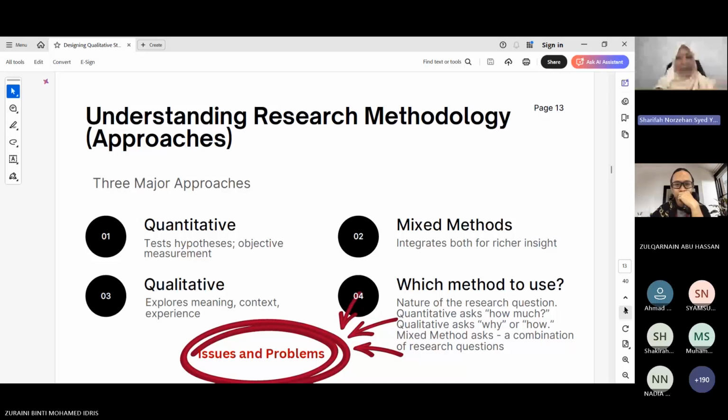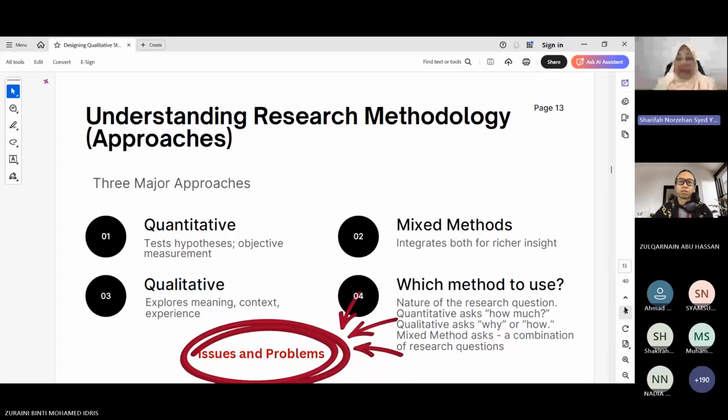Okay. So when we talk about research methodology, from the paradigm just now you want to determine your methodology. To understand the research methodology, there are 3 major approaches which people normally use for their research, all right? That is qualitative, quantitative and mixed method. Which method you are going to use will depend on your research question.